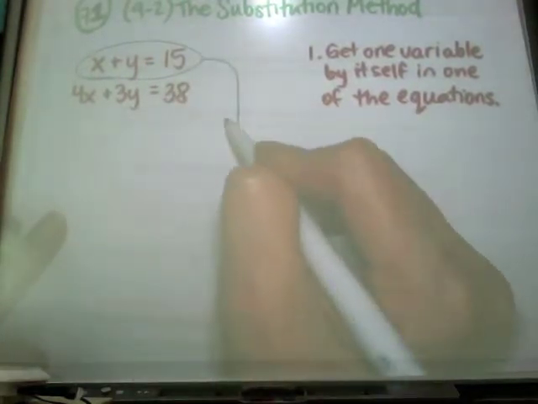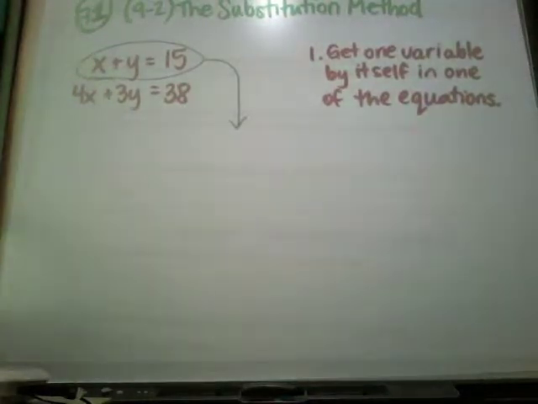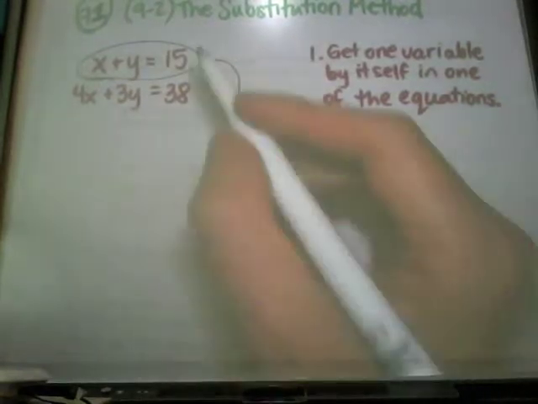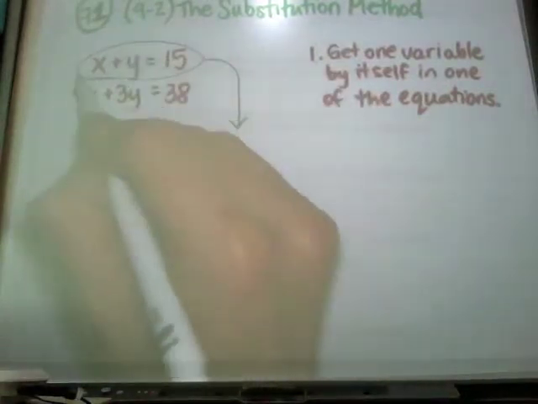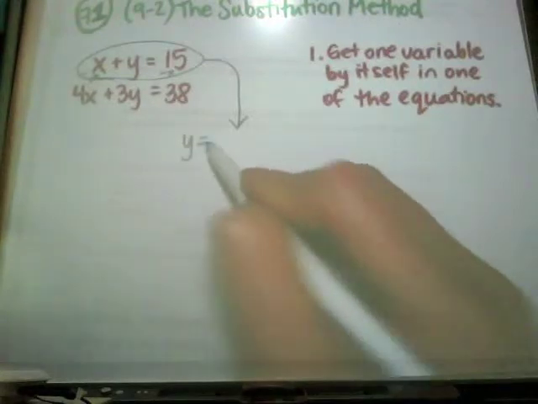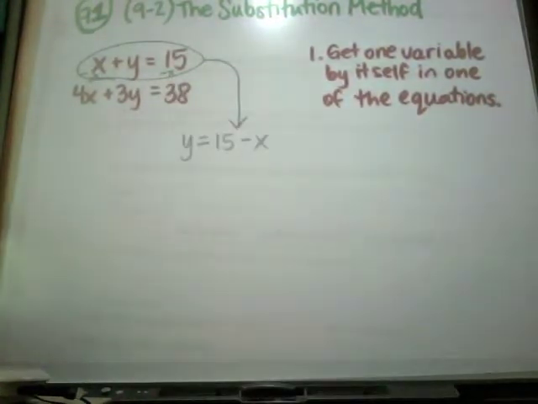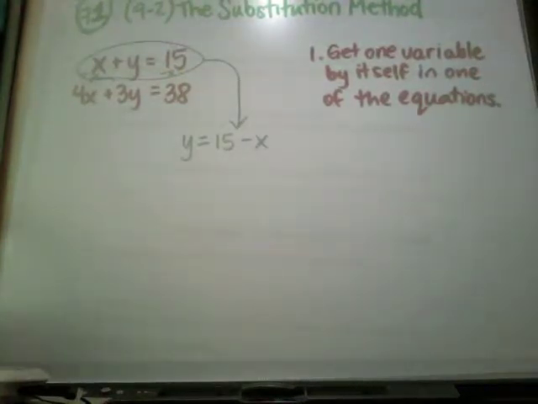So let's go ahead and do step one down here. And let's decide. It doesn't matter which one. x and y both look equally easy to get by themselves. CJ, which one do you want to get by itself, x or y? Y. Okay, CJ says get y by itself. To do that, we would subtract x from both sides, right? So I get y equals 15 minus x, or you could do negative x plus 15. We're not graphing though, so we don't need slope-intercept form. So there's step one.